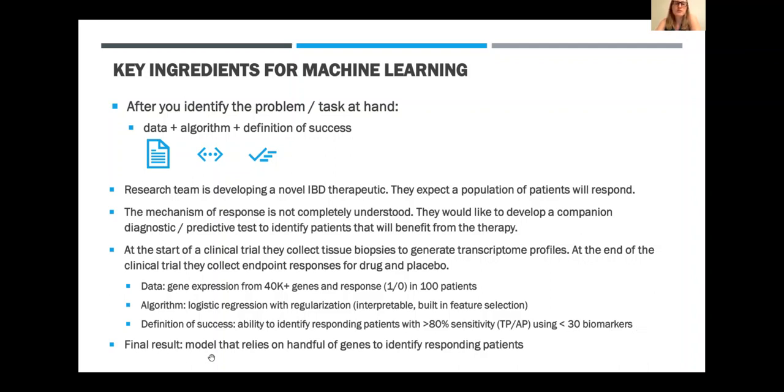And so the final result was a model that relied on a handful of genes and was able to identify responding patients with a pretty high level of sensitivity. So this is a real example of actually applying machine learning on a project to help in a real life situation.